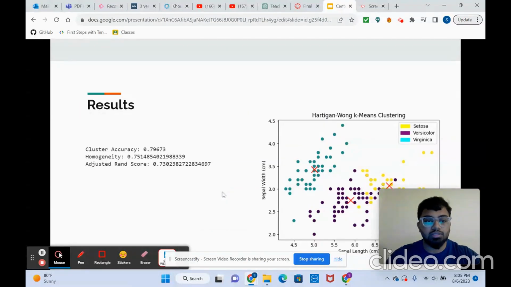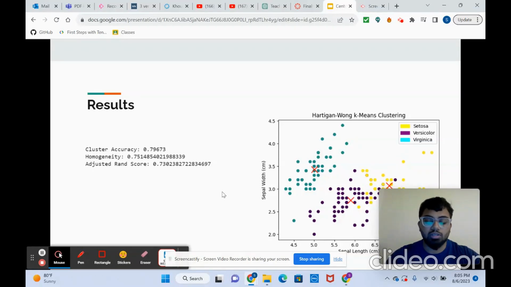So we ran this on the iris dataset, which is a very popular dataset in the data science community. And we calculated metrics on a few different parameters, like the cluster accuracy, which is basically how accurately a point is being classified into the cluster. We got an accuracy of 0.79 for this particular type of k-means, which is close to 80%. And homogeneity, which means how true the assignments to the clusters are, is about 75% here. And the adjusted Rand score is about 73% here.